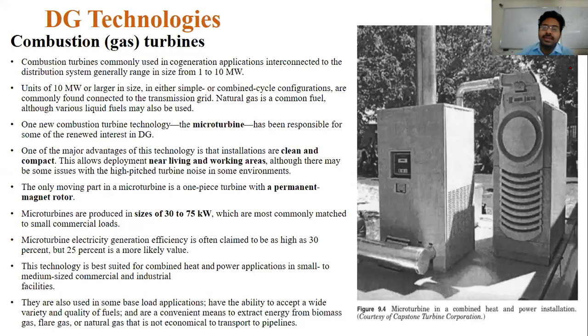Now the second category is combustion gas turbines, or gas plants. The range is nearly 1 to 10 megawatt. Then only you can call it DG, distributed generation plants. Otherwise, you can call it base load plants and other things.